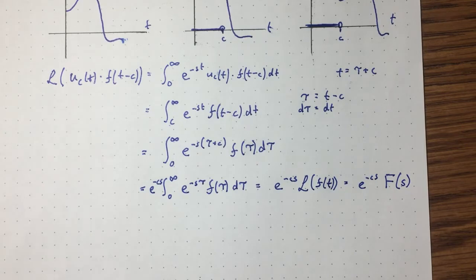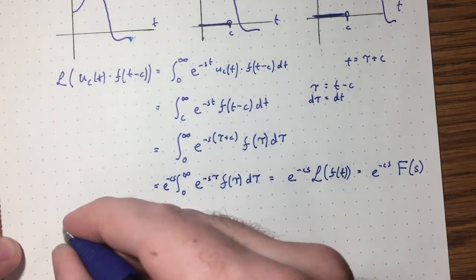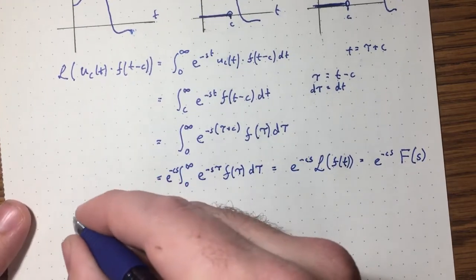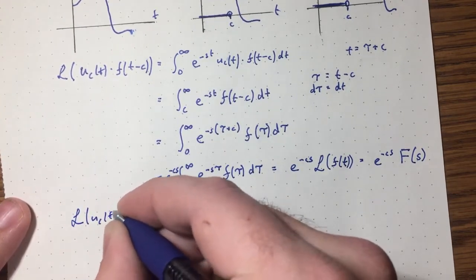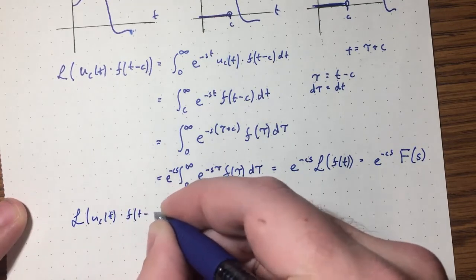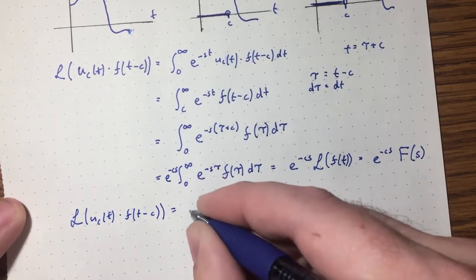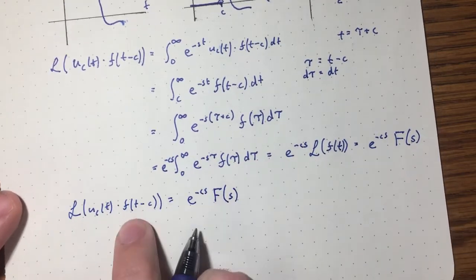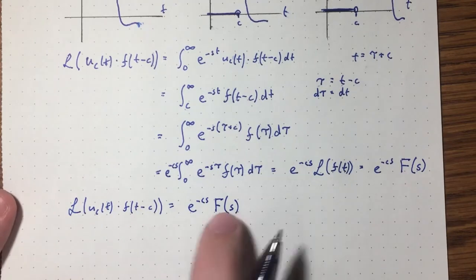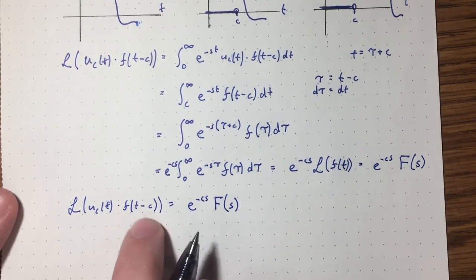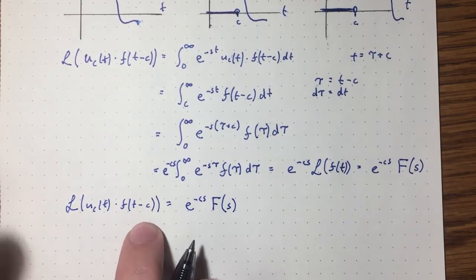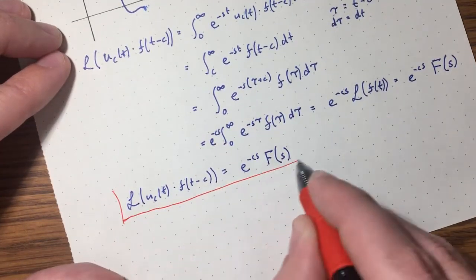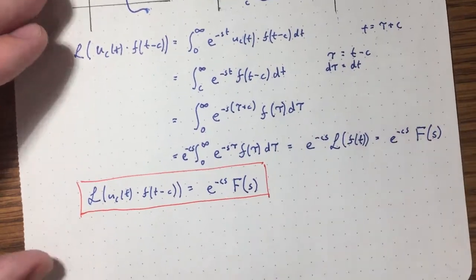Okay, so the Laplace transform of UC of t times f of t minus c is this really nice formula. It's just an exponential times the Laplace transform of f. Not of f of t minus c, but of f, little f of t, right? And so this formula is actually a bit tricky to use, but I'm going to box it, and we'll do a couple examples.